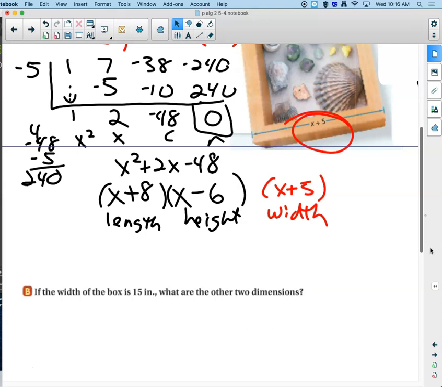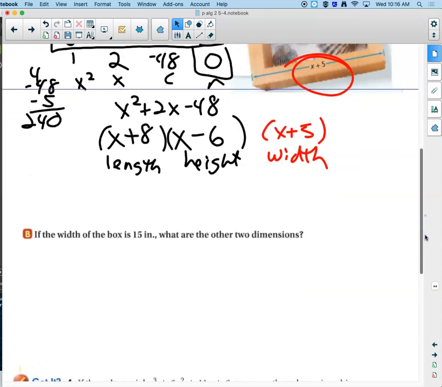And then part B says, well, now that you're so smart and you figured this out, let's give you an x value and see if you can find the other values. If the width is 15, oh, so this, x plus 5, is 15. Well, look at that. They're practically handing us what x is. We just have to solve that. So what do we do to both sides? Subtract 5.